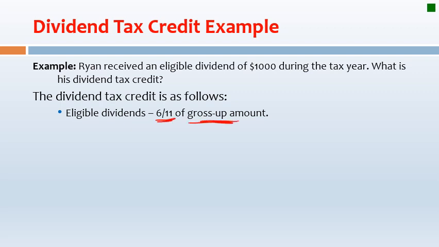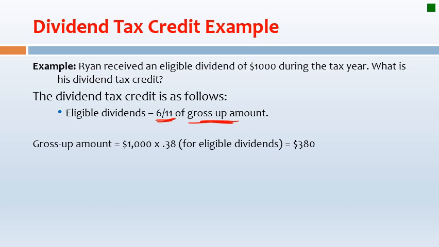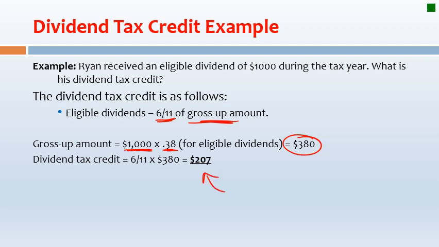So what's the gross up amount? Well, we'll find out in just one second. The gross up amount here is 0.38 times 1,000. That's the actual amount of the gross up, $380. The grossed up dividend that would be included in income would be $1,380, but the actual gross up amount is $380. So all we need to do now is take our $380 times our rate of 6/11, and that's going to give us our dividend tax credit of $270.